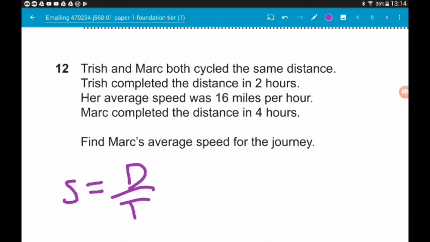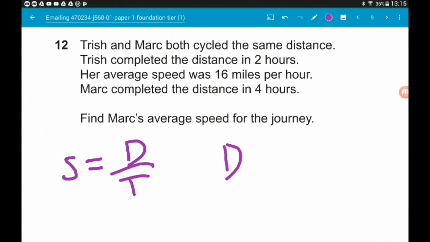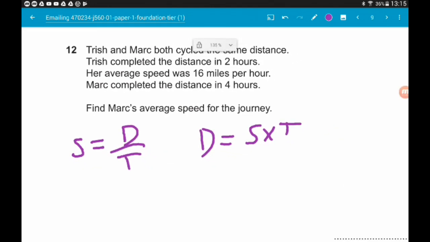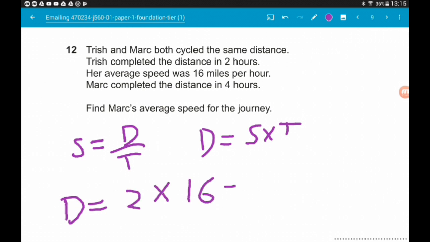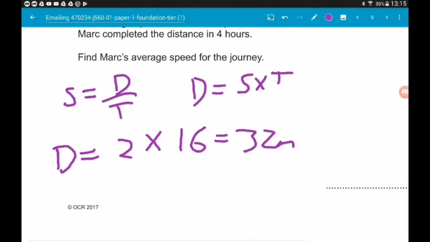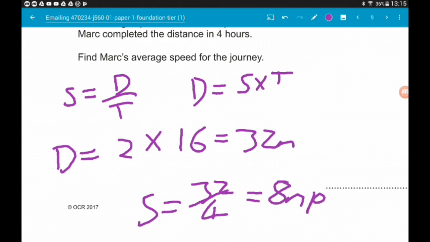So what we can do here, using Trish's data, where we know the time and the speed, we can work out the distance. So distance is speed times time. So using Trish's data, the distance is 2 times 16, which is 32 miles. Mark took 4 hours, so Mark's speed is 32 divided by 4, which is 8 miles per hour.